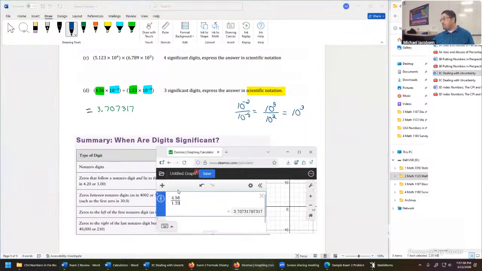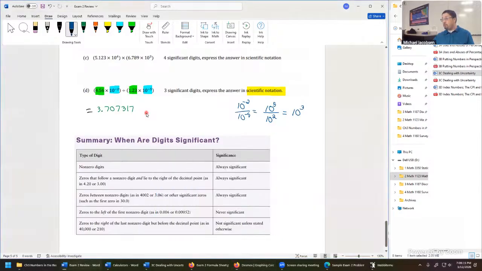But a whole other take on this is that you're allowed to have a calculator, and there's no restriction on how you use it. You can interpret this problem as 10 to the power negative 2 divided by 10 to the power negative 5, which gives you 1,000, and so that's why we have 10 to the power 3. So putting it all together, it's 3.707317 times 10 to the power 3. It's already in scientific notation, so that's great. We don't have to decimal shift anything.